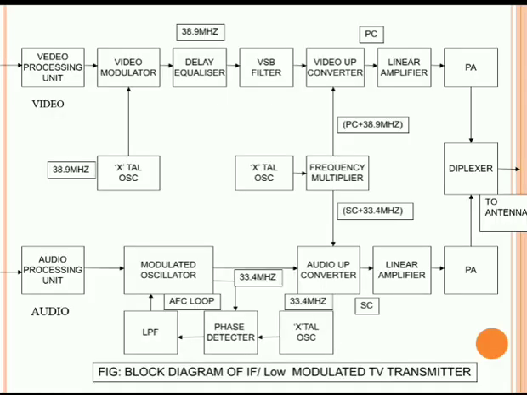Here in the visual exciter system, which consists of a video processing unit, a visual modulator, then a VSB filter and phase compensator, all these four or five blocks together we can call a visual exciter system. A delay equalizer is also used in that, and a frequency converter is also used. This is called a visual exciter system. In the video processing unit, the video signal of 1 VPP is processed in a stabilizing amplifier to minimize the effect of hum, noise and other distortions.